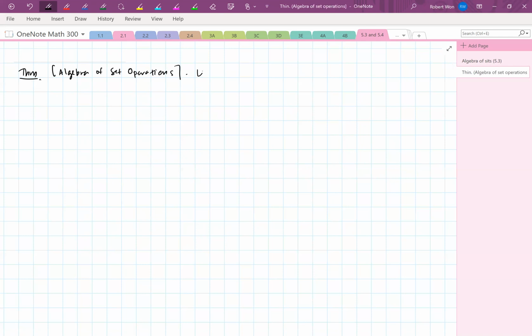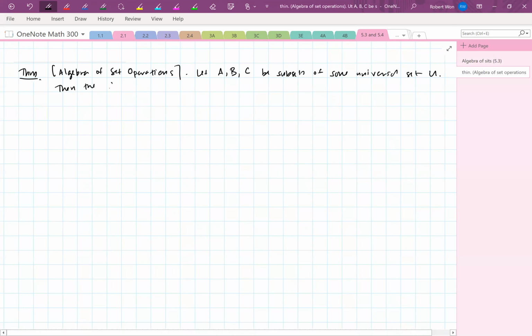So this is what it says. Let A, B, C be subsets of a universal set. Then the following properties hold. So there's 11 of them. So let's just talk through them.